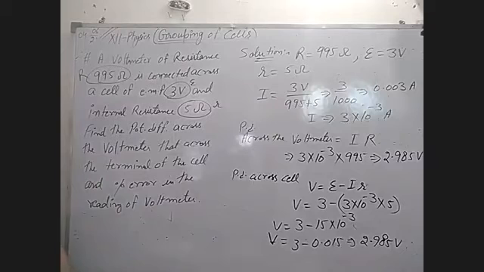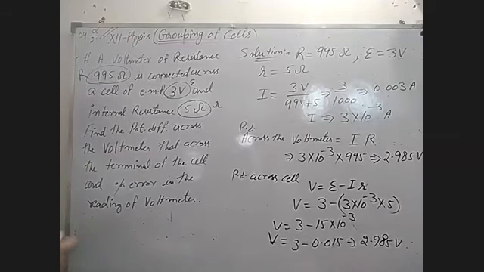Okay, at the terminal of the cell, the same voltage is here, 2.985 volts. But a voltmeter used to measure the EMF of the cell will read 2.985 volts. Hence, there is a percentage error.